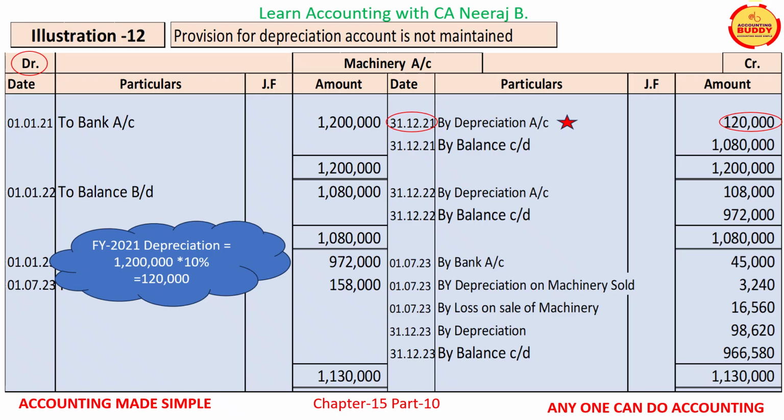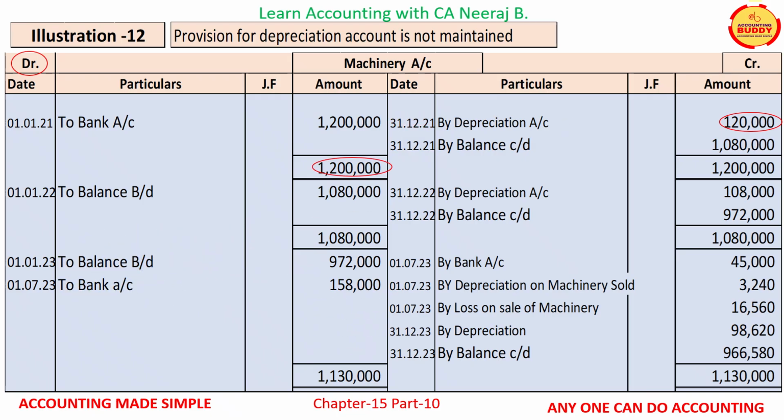Now when we, from the debit side total of $1,200,000, deduct the credit side transactions, we are left with a WDV balance in the machinery account of $1,080,000, and it is recorded on 31st December 2021 on the credit side of the machinery account by writing the words by balance carried down. Thus the machinery account for the financial year 2021 is said to be balanced.